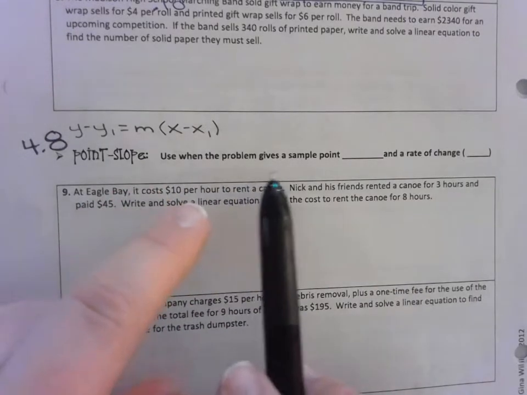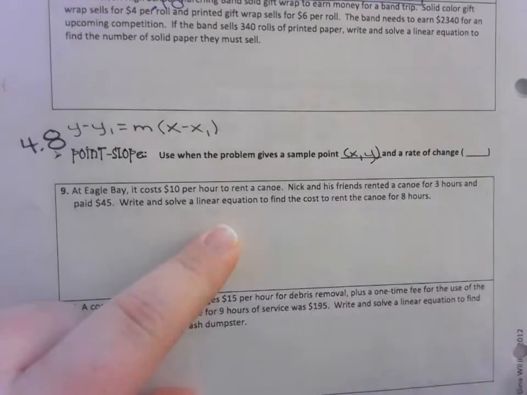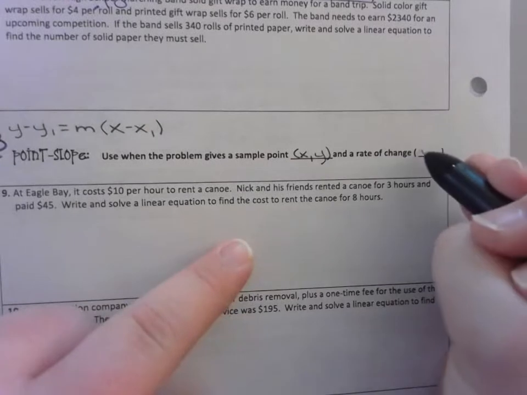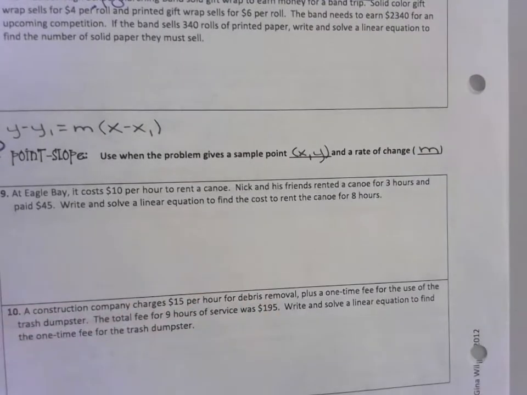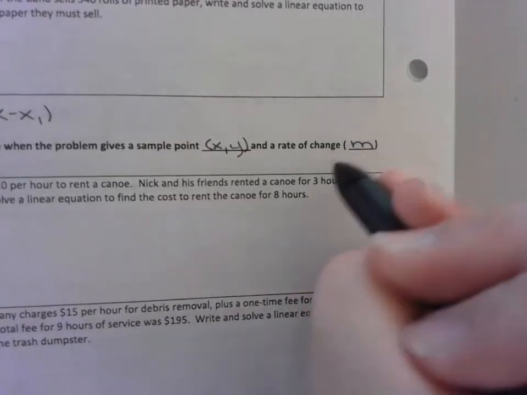So use it when the problem gives a sample point, x, y, and a rate of change, which is the slope. We talked about the rate of change yesterday a little bit. What phrase did I tell you to look for that tells you the slope or the rate of change?